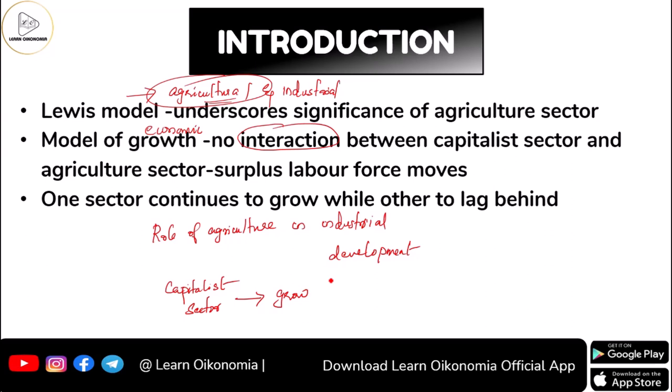And Lewis always says that the marginal productivity of labor in the agriculture sector is zero, because there exists something called disguised unemployment. So even if you remove some people from the agriculture sector, it does not affect the total product in agriculture. It is with this assumption that Lewis explains the way in which the agriculture sector promotes industrial development. But definitely you will reach a particular point where the marginal productivity of labor is not zero.